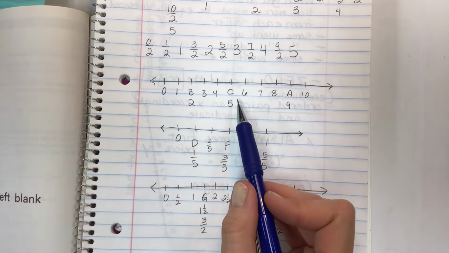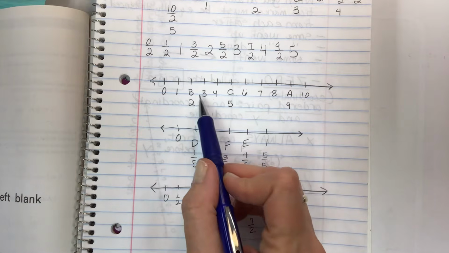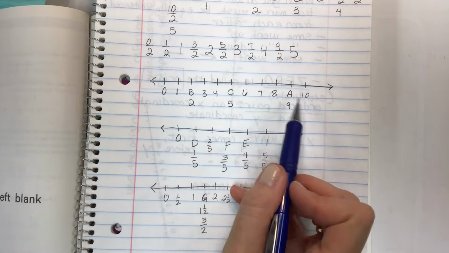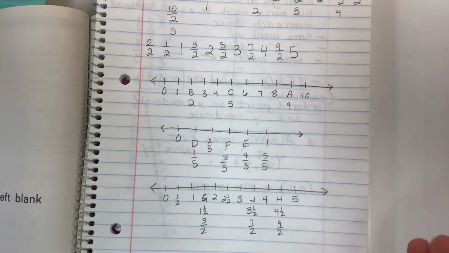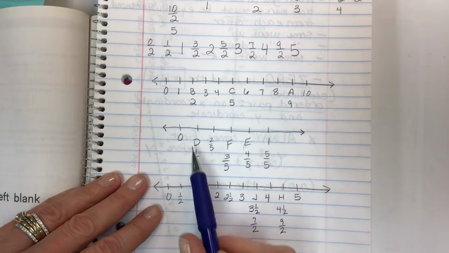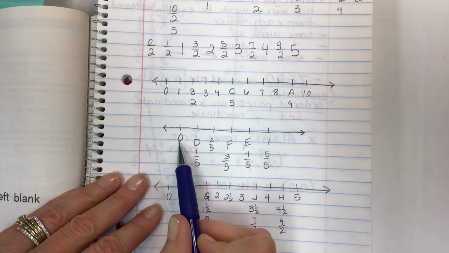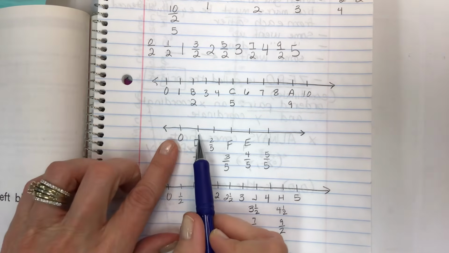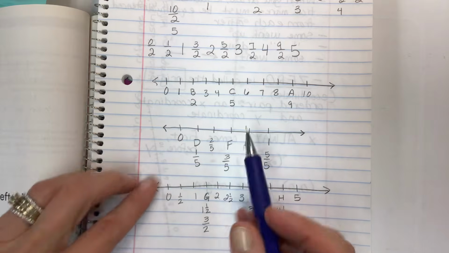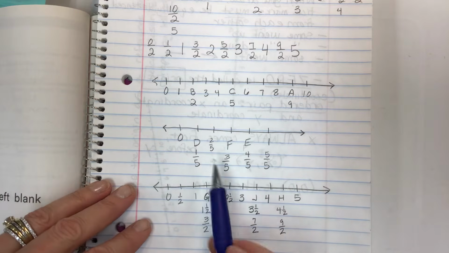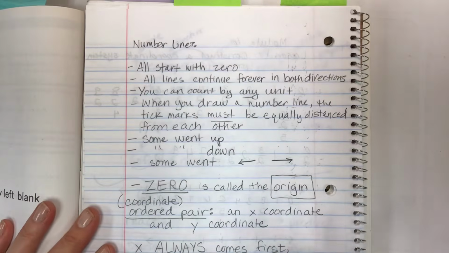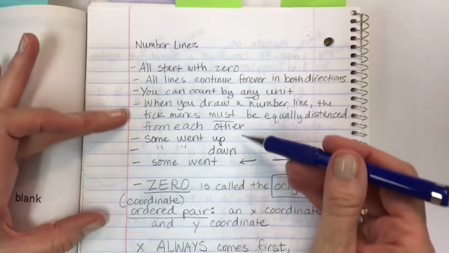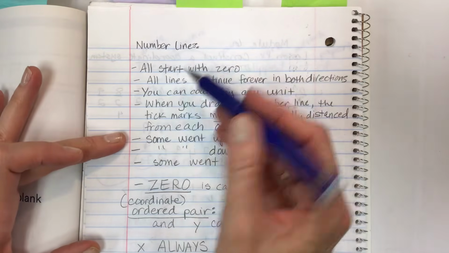Oftentimes on your activities, you're going to have to identify what the letters are of certain numbers. So you want to look and see, well, what are we counting by and then what's missing. Super fun, super easy, but remember, you can count by any amount. Try to find the zero, try to find the next little tick mark and see what they're counting by. Sometimes it's whole numbers, sometimes it's fractions. I have a few good notes again on the other video. Really important things that you have to know about number lines.